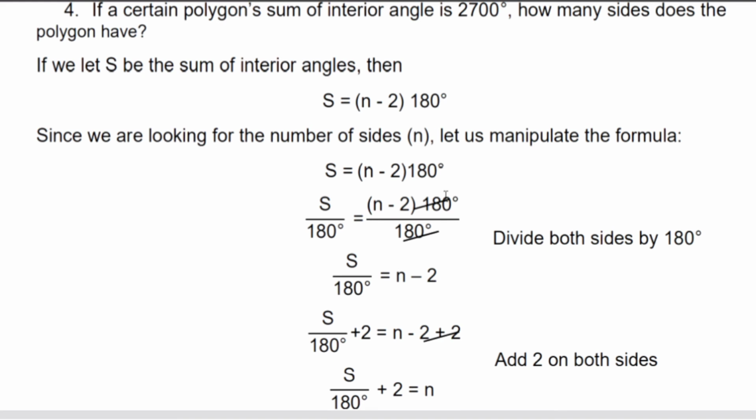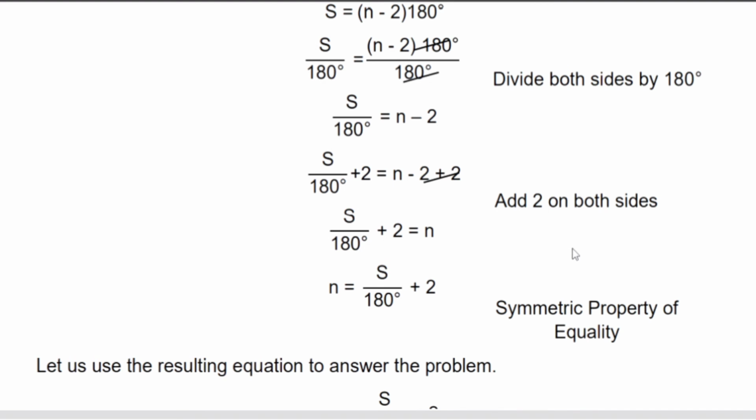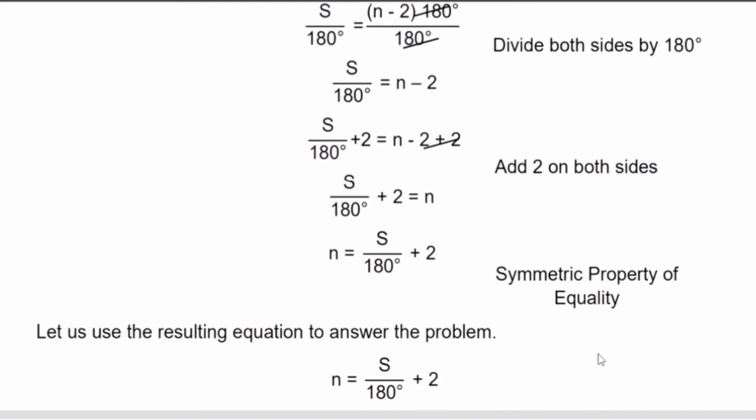And then, S, or the sum of the interior angles, over 180 degrees is equal to n minus 2 times 180 degrees over 180 degrees. Divide both sides by 180 degrees. Then we have S over 180 degrees is equal to n minus 2. So, S over 180 degrees plus 2 is equal to n minus 2 plus 2. Add 2 on both sides. And then S over 180 degrees plus 2 is equal to n. By using the symmetric property of equality, this will be n is equal to S over 180 degrees plus 2.